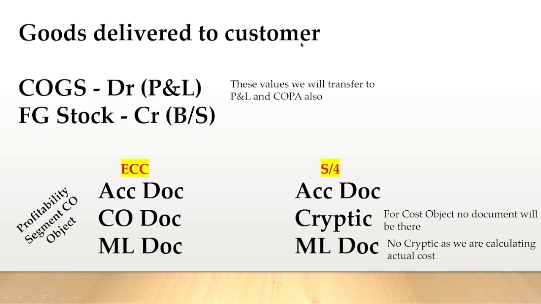Now, goods delivered to customer. Now, COGS will be debited. This is P&L. These values we will transfer to P&L and COPA also. And credit will be FG stock. This is balance sheet category. What are the documents? Again the same. In ECC and in S4, accounting document, CO document, and here cryptic, ML document, here also ML document.